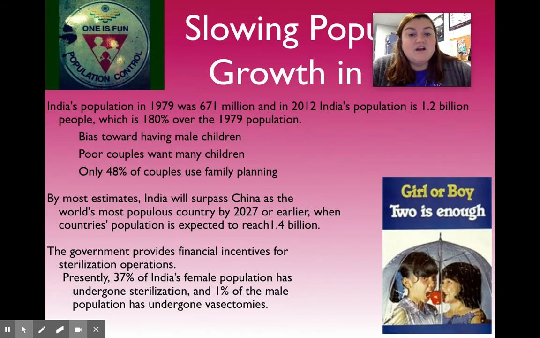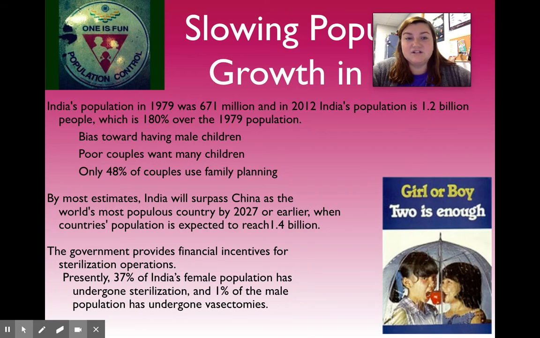By most estimates, India is actually going to go past China as the world's most populous country by 2027 or earlier, when the country's population is expected to reach 1.4 billion. The government does provide financial incentives for sterilization operations. As of right now, 37% of India's female population has undergone sterilization, and 1% of the male population has undergone vasectomies.